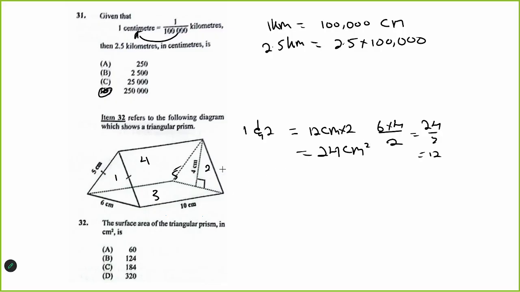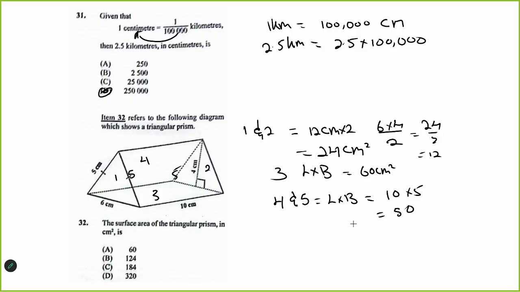squared. Then number 3 is length by breadth, which is 10 by 6, which is 60 centimeters squared. Then 4 and 5 would be the same thing, because here is 5, right? 4 and 5 would be length times breadth, where your length is 10, your breadth is 5, which is 50, but how many of them does it have? It has 2, which is 100. So that's 100 plus 60 plus 24. That's 184. So C is the answer for this one here.